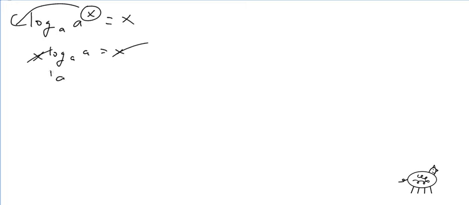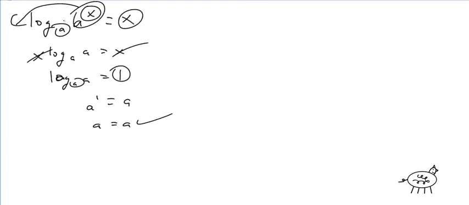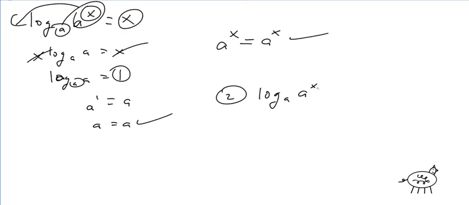Log base a of a equals 1. So a to the first power equals a. So a equals a. That's true. I could have also written this as an exponential, right? Log base a of a to the x equals x. I could say a to the x equals a to the x. That's easy. So that's true. All right. So let me write this out. This was our second one. It's log base a of a to the x equals x.